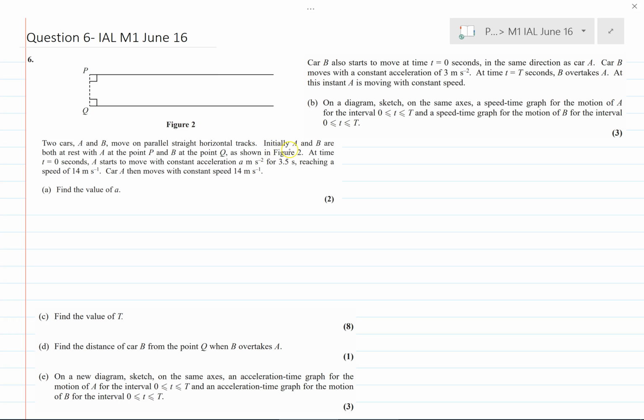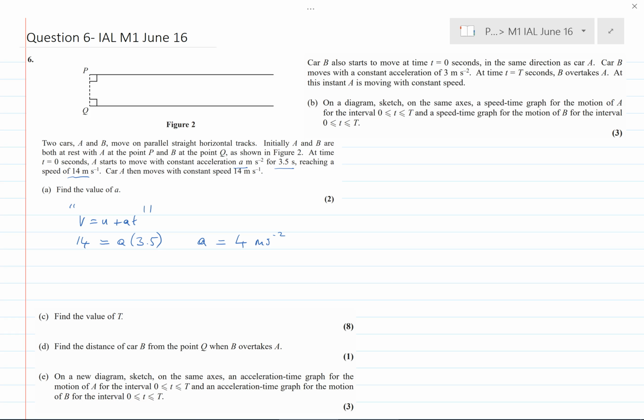We're told that car A starts to move with constant acceleration for 3.5 seconds, and then it reaches a speed of 14 meters per second. So we can use v = u + at. We have v is 14, u is 0, and t is 3.5, so it's a times 3.5. So a equals 4 meters per second squared. You're not going to find many easier marks on an M1 paper than that.